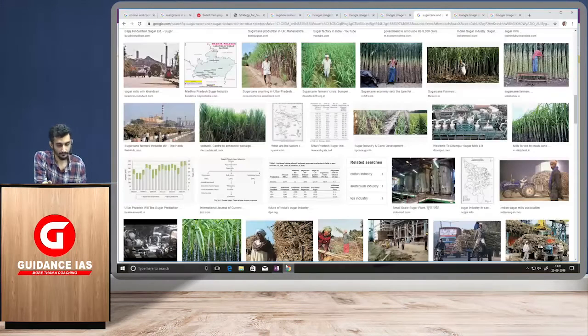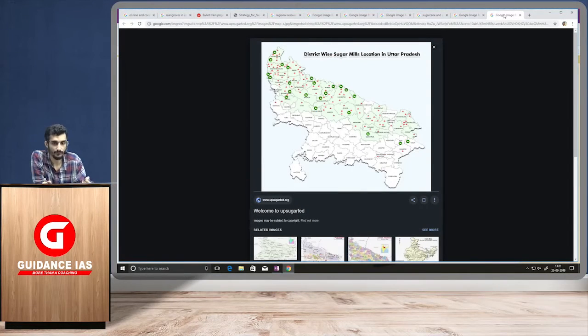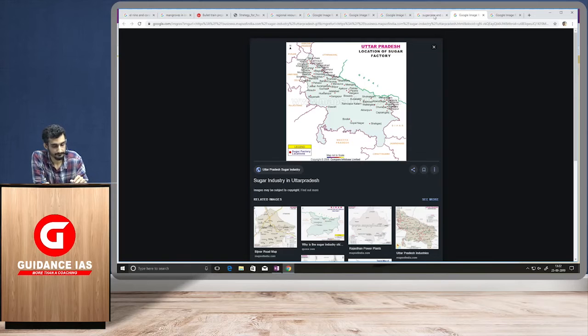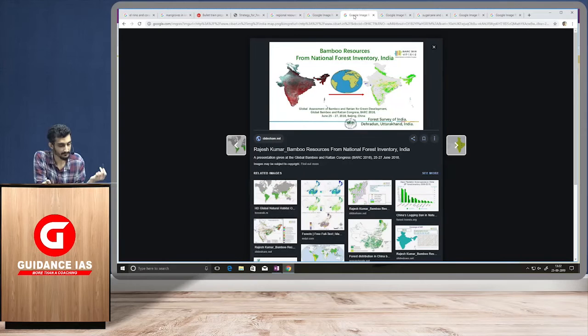So you can also pinpoint various case studies in this. If you want to give one, you can show the district-wise sugar mills in Uttar Pradesh. These are mostly sugar grown areas of Uttar Pradesh, and also various sugar industries are located in the same region. So you can draw this kind of map and you can easily show it somewhere in your answer. Again, you can show another map with respect to the rubber map of Tripura. So rubber based industries can be located because there is cultivation of rubber trees in that particular area. Other can be bamboo cultivation.